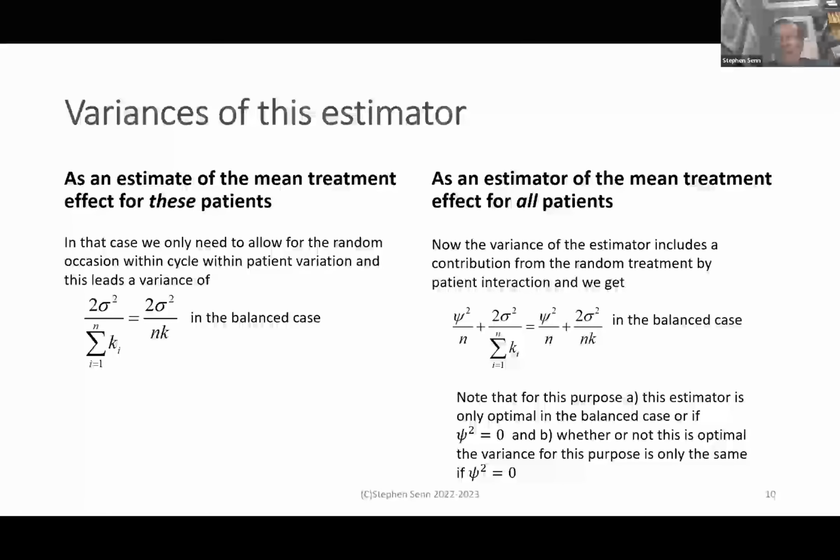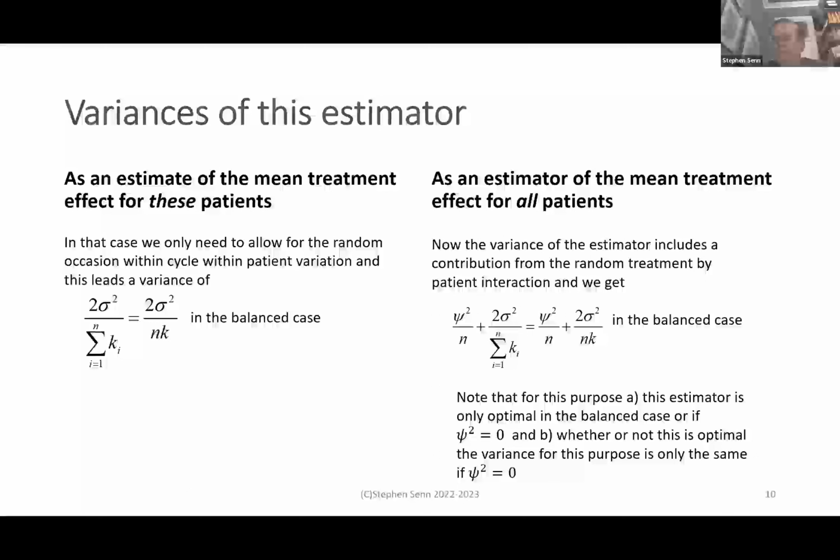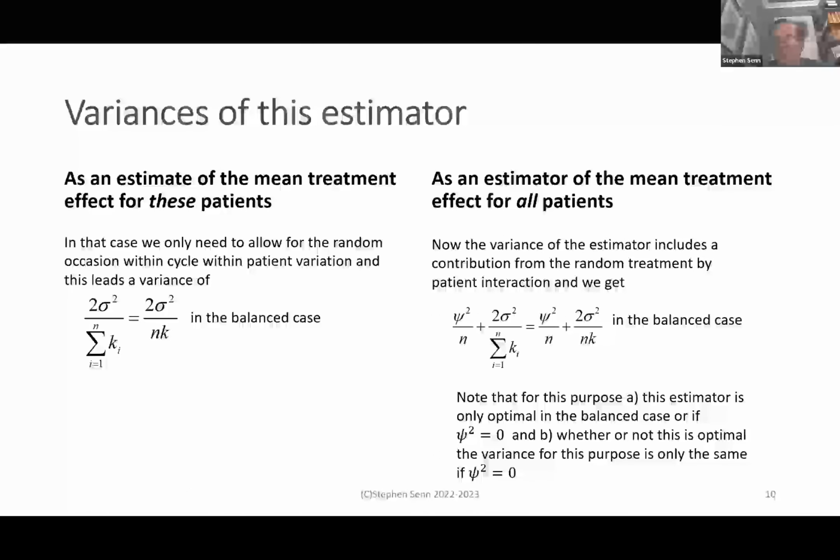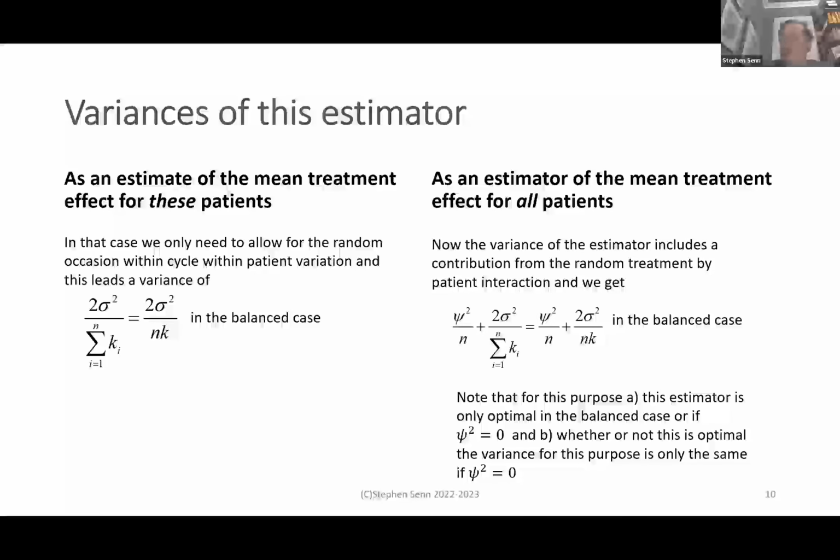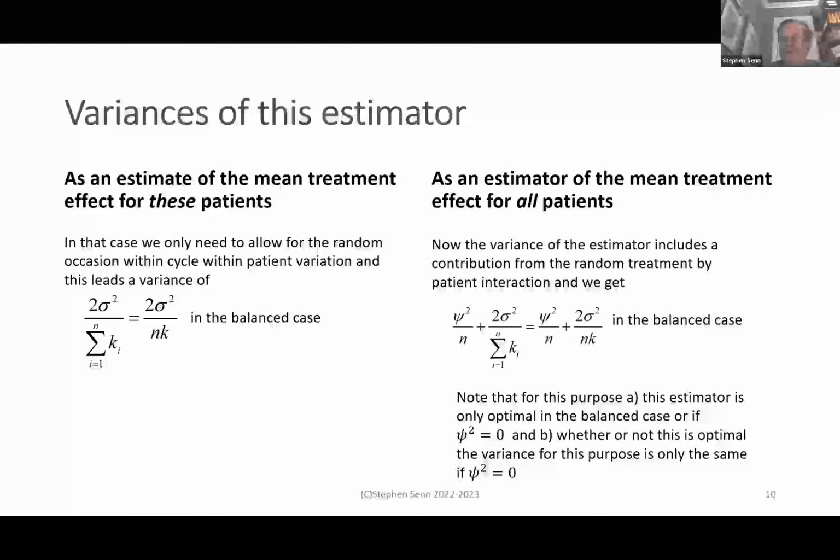I should make a point about the estimator here, because we're going to change the estimator slightly in future. The estimator is only optimal in the balanced case, or if psi squared is equal to 0. And whether or not this is optimal, the variance for this purpose is only the same if psi squared is equal to 0.